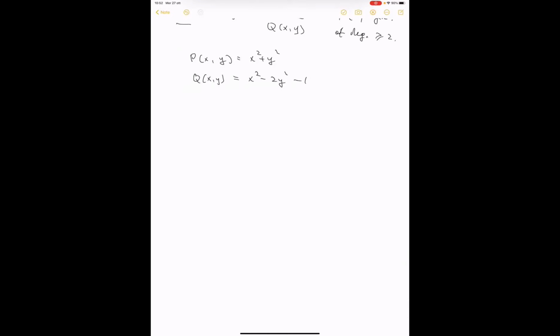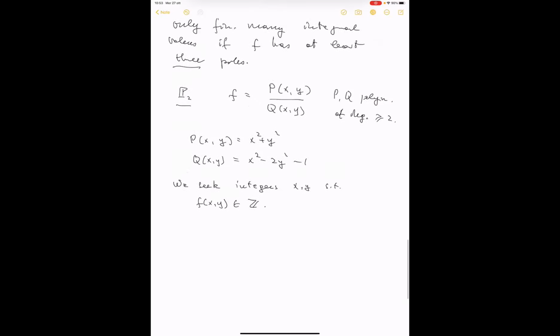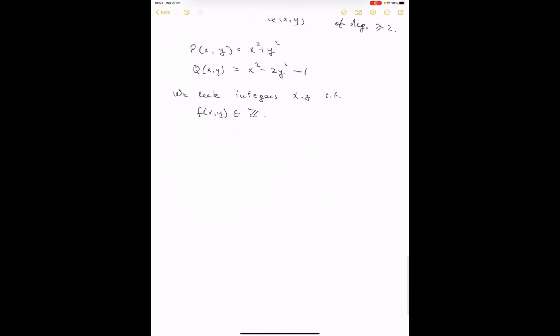This choice is rather special, but there are reasons for it, and I have no time to explain. So we seek now actually integers, x, y, such that f of x, y is integral. Do we find such integers? And do we find infinitely many integers? To find infinitely many is not difficult.